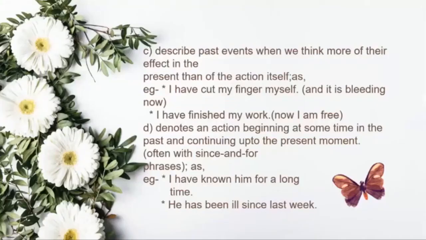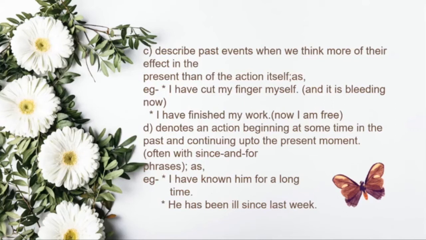Next, children, the present perfect tense is also used to describe the past events when we think more of their effect in the present than of the action itself. For example, I have cut my finger myself and it is bleeding now. Now the action in the past is related with the action which is happening in the present. I have finished my work, now I am free. Again the same thing.